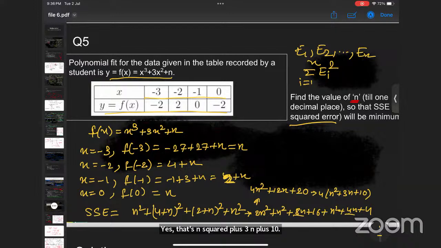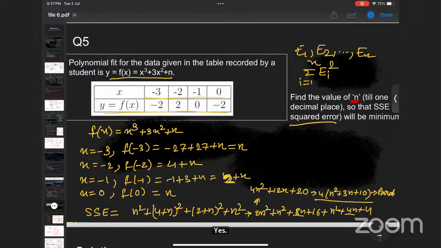So you can look that this is the equation of a parabola, right? This is a parabola, right? Yes, ma'am.